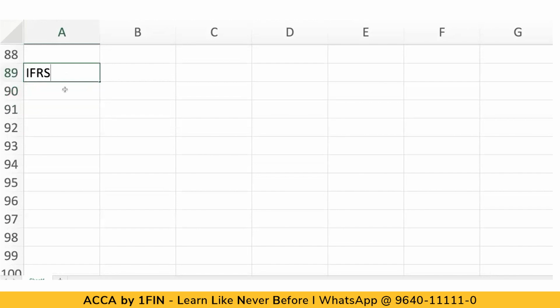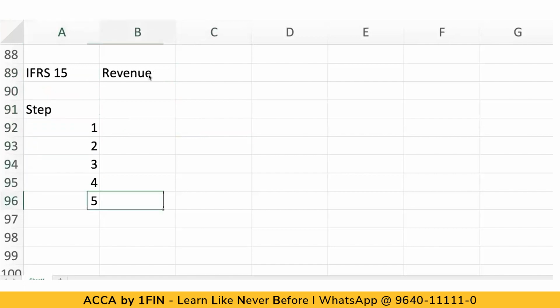Now moving on to IFRS 15, this is revenue. IFRS 15 is on revenue from contracts with customers. Again, a very simple standard, not very complicated, but we need to understand how we calculate and recognize revenue. Basically it talks about a 5-step process. 1, 2, 3, 4, 5-step process.